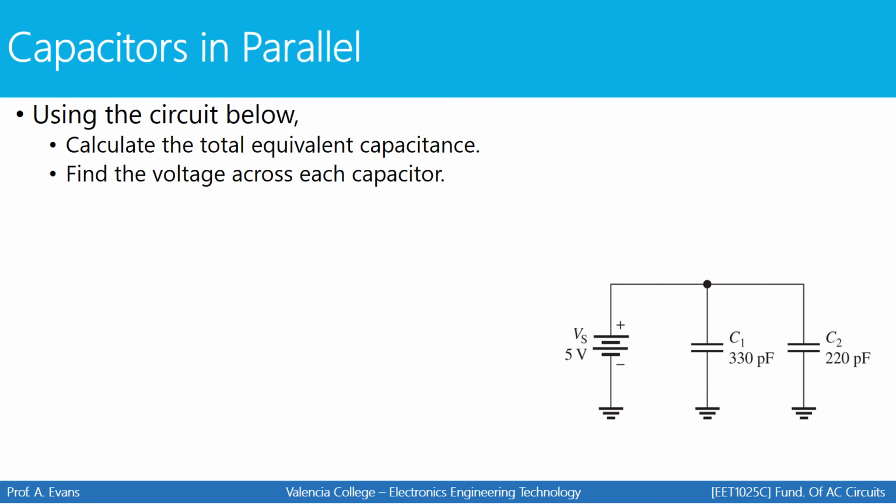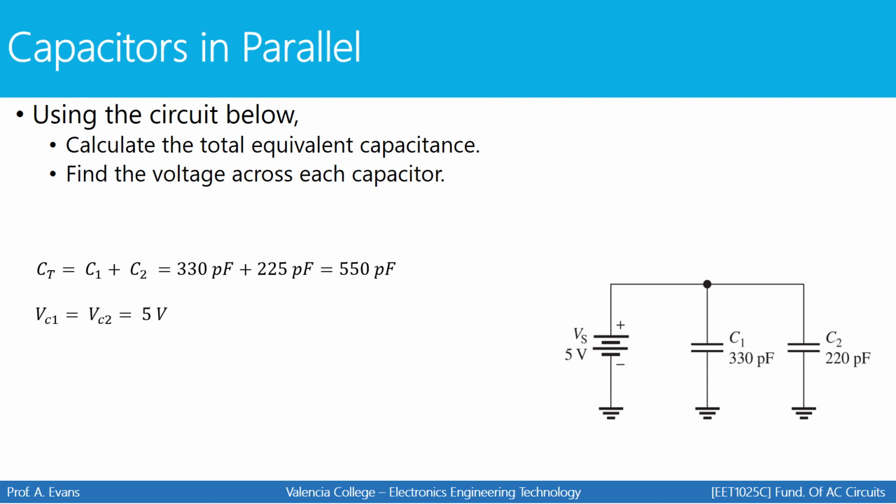So we're going to do another example using two capacitors in parallel. We're going to calculate the total equivalent capacitance, and we're going to find the voltage across each capacitor. To start with, find the total capacitance by simply adding these two capacitors together. They're in parallel, so we're going to combine them, and you're going to get 550 picofarads.